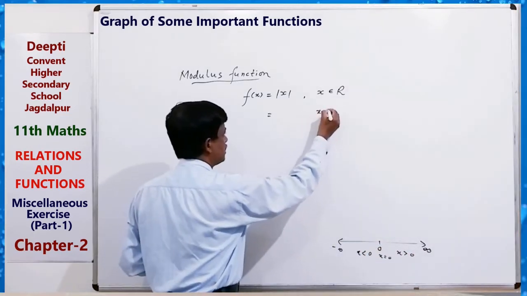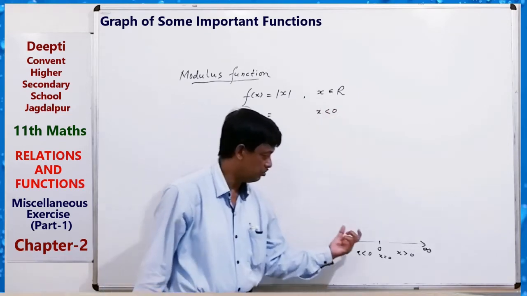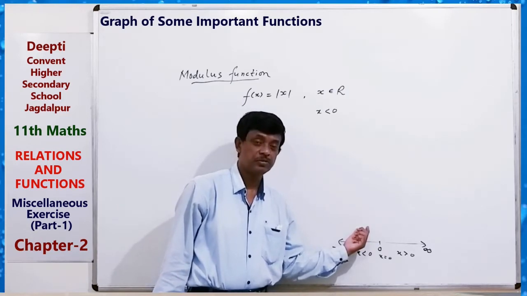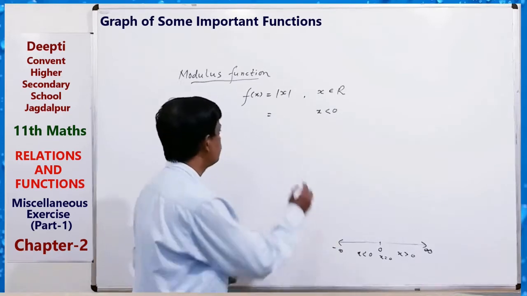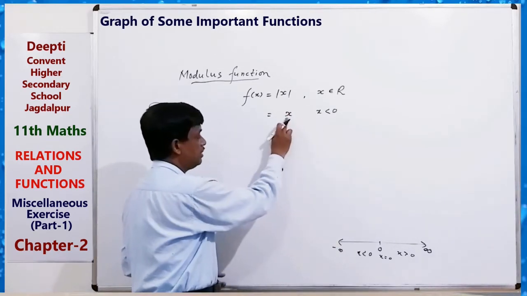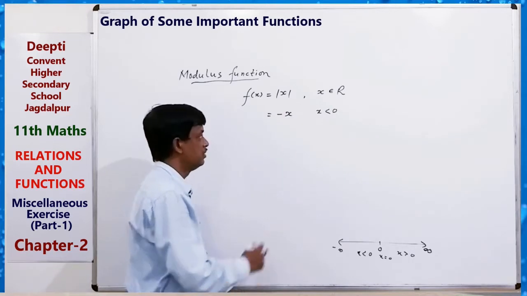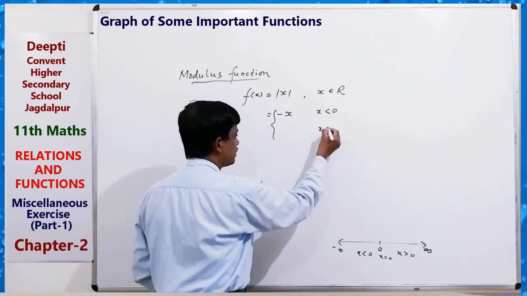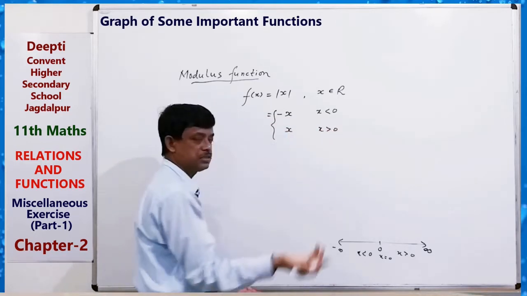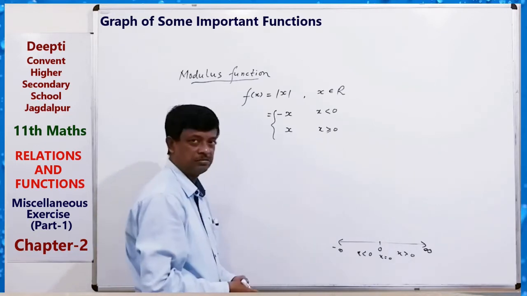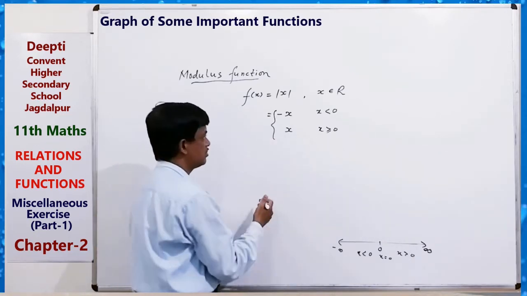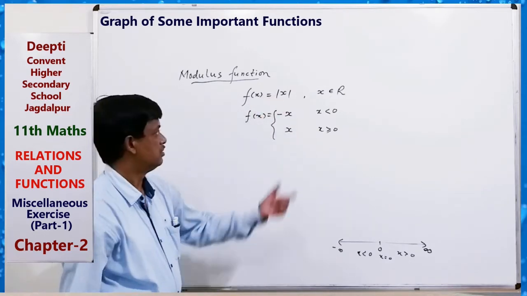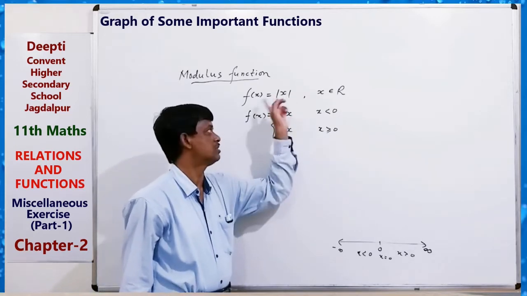So if x is less than 0, that is a negative value, any negative value. To make it positive, we have to multiply it by a minus sign. So x is negative, so minus x is positive. If x is greater than 0, it is already positive. If x equals 0, it is 0. So this is the definition, the breaking of modulus. This is the breaking of |x|. Domain is the complete set of real numbers.